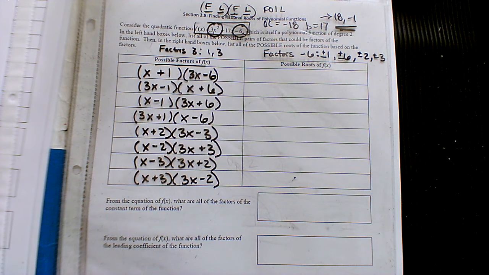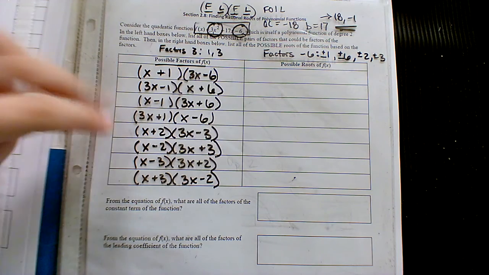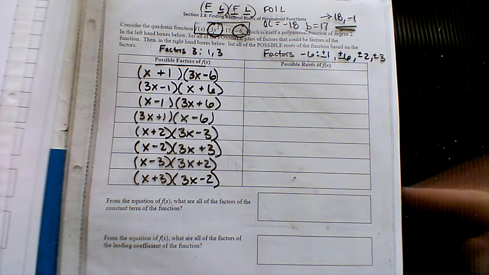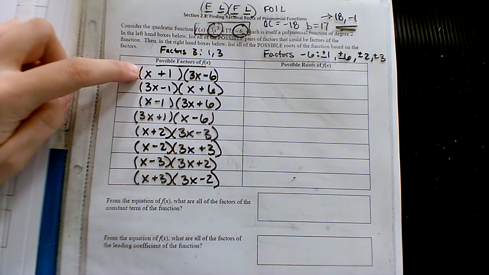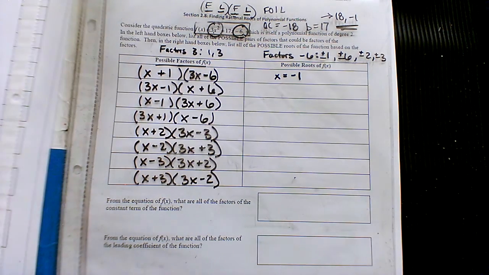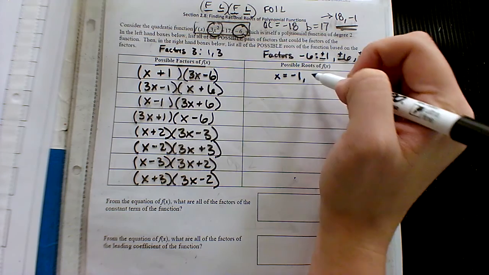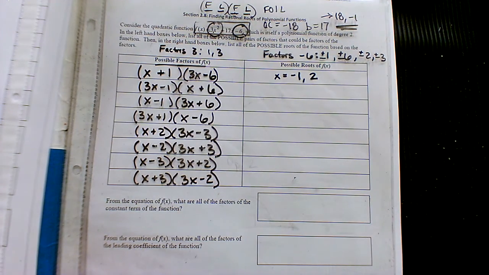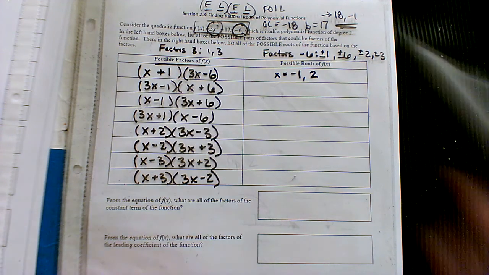Looks good. Okay, so again, these are possible factors. One of these is the correct one if you actually did this A times C technique, and we'll see which one that is in a second. But if these are the possible factors, can we write the possible roots? If x plus 1 is a possible factor, then x equals negative 1 would be a possible root. And then if 3x minus 6 is a factor, then 2 would be a possible root. We've got to figure out what makes each individual factor equal to 0.